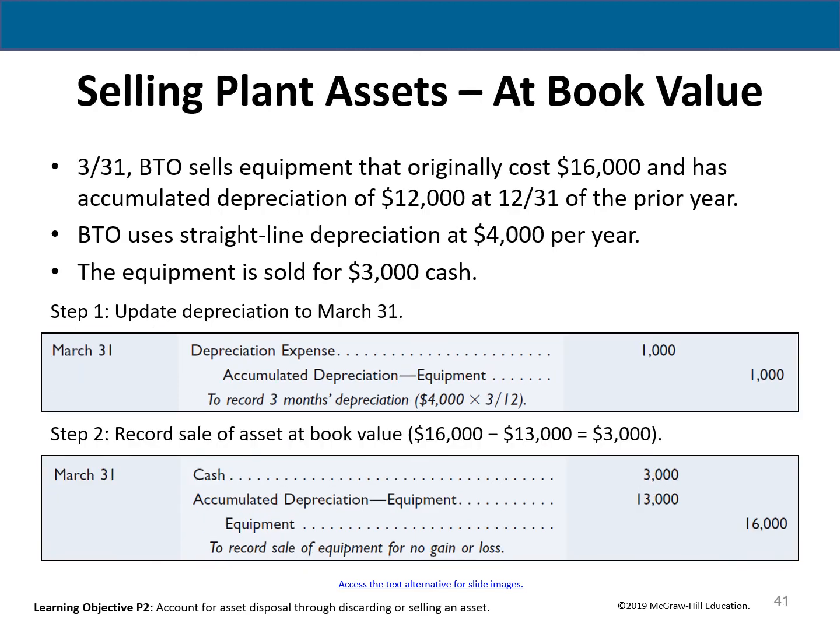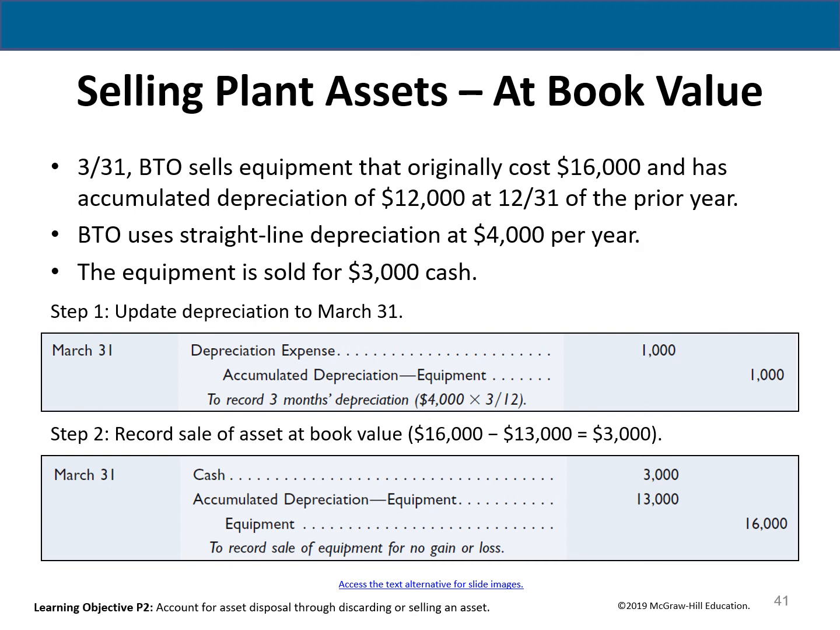What if we sell the asset? So now BTO is going to sell an asset on March 31st that originally cost $16,000. It has accumulated depreciation taken on it already of $12,000 as of 12/31 of the prior year. They use straight line depreciation, $4,000 per year is the amount. The equipment is sold for $3,000 cash.